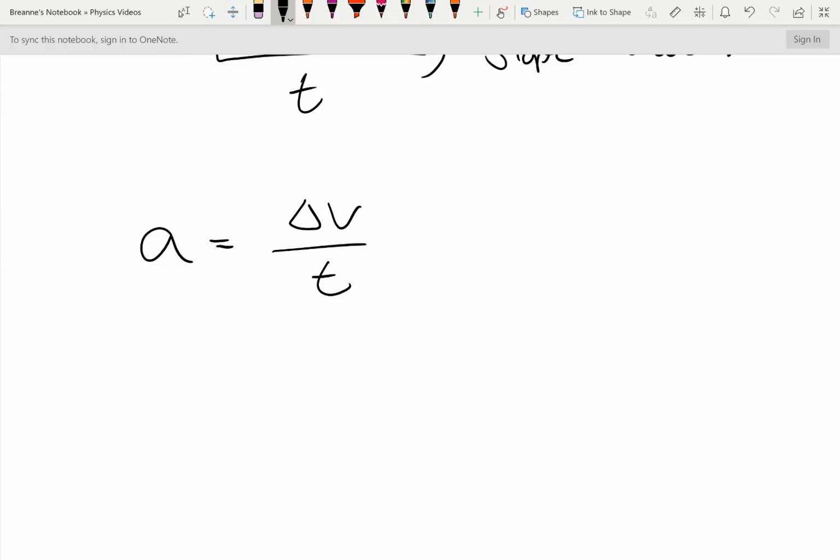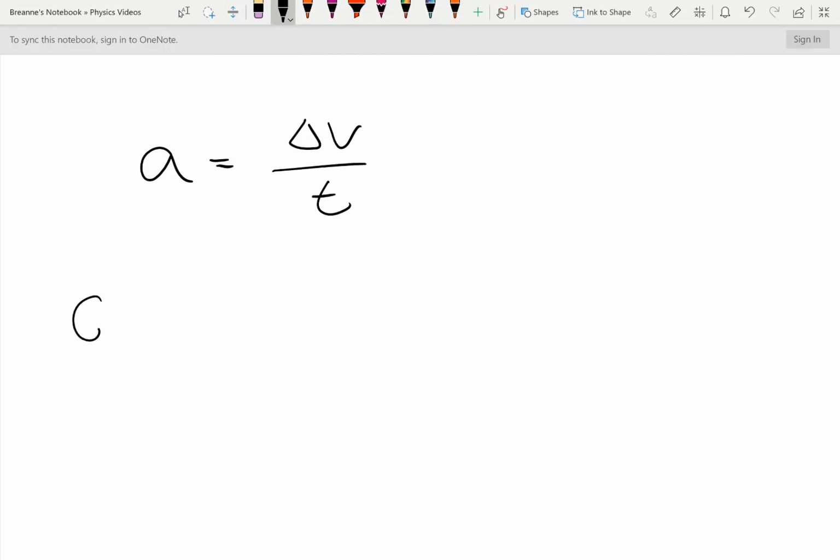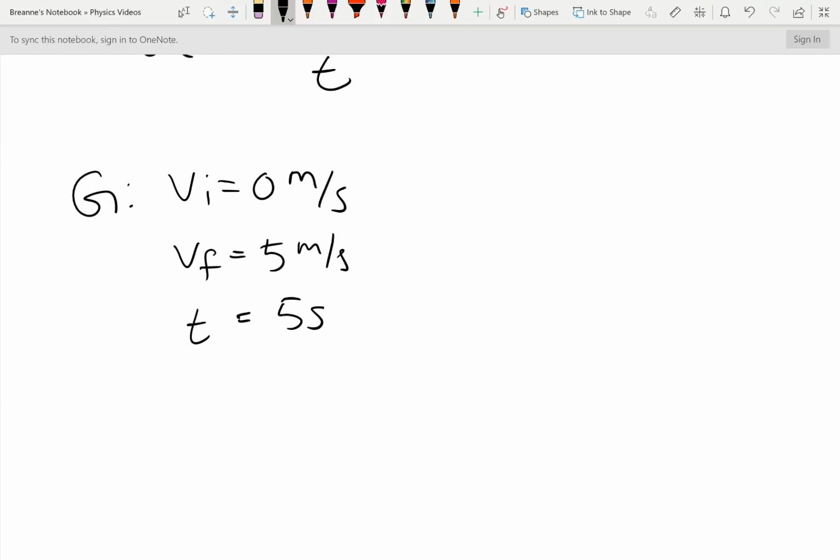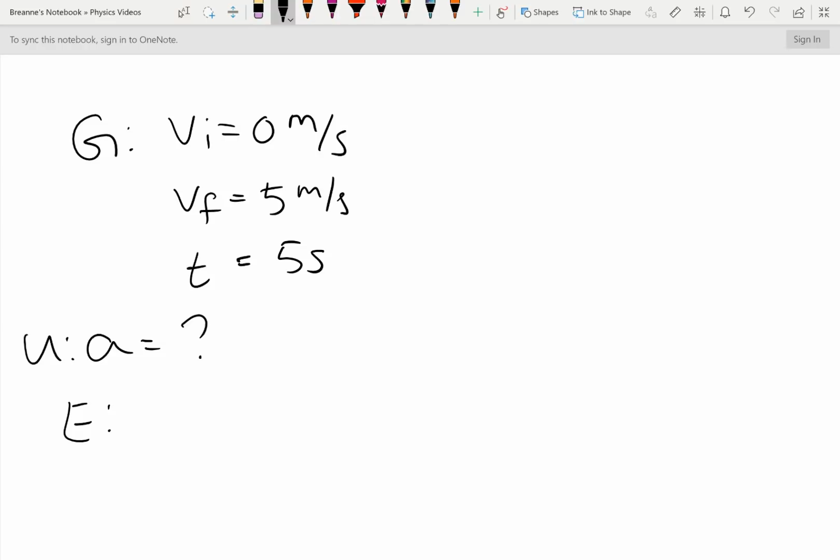If a car moves from rest to 5 meters per second in 5 seconds, what is the average acceleration? So again, let's do our givens. If a car moves from rest, so our initial velocity is 0, and then it goes to, so our final velocity is 5 meters per second. It says it does that in 5 seconds. It wants to know what our acceleration is. That is our unknown.